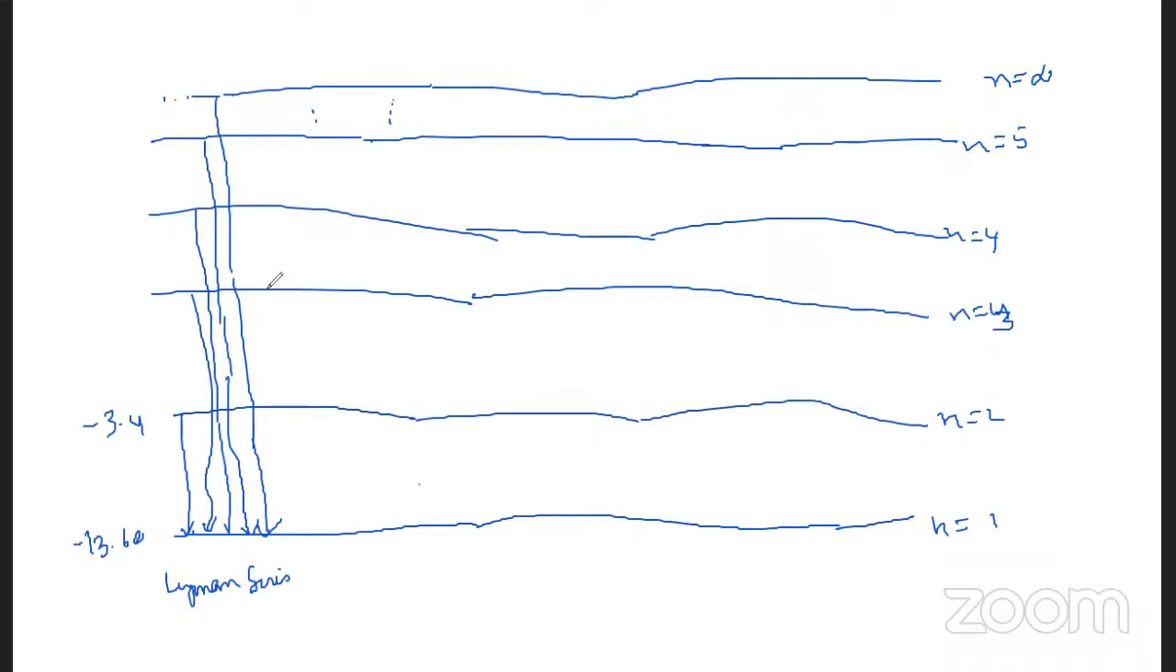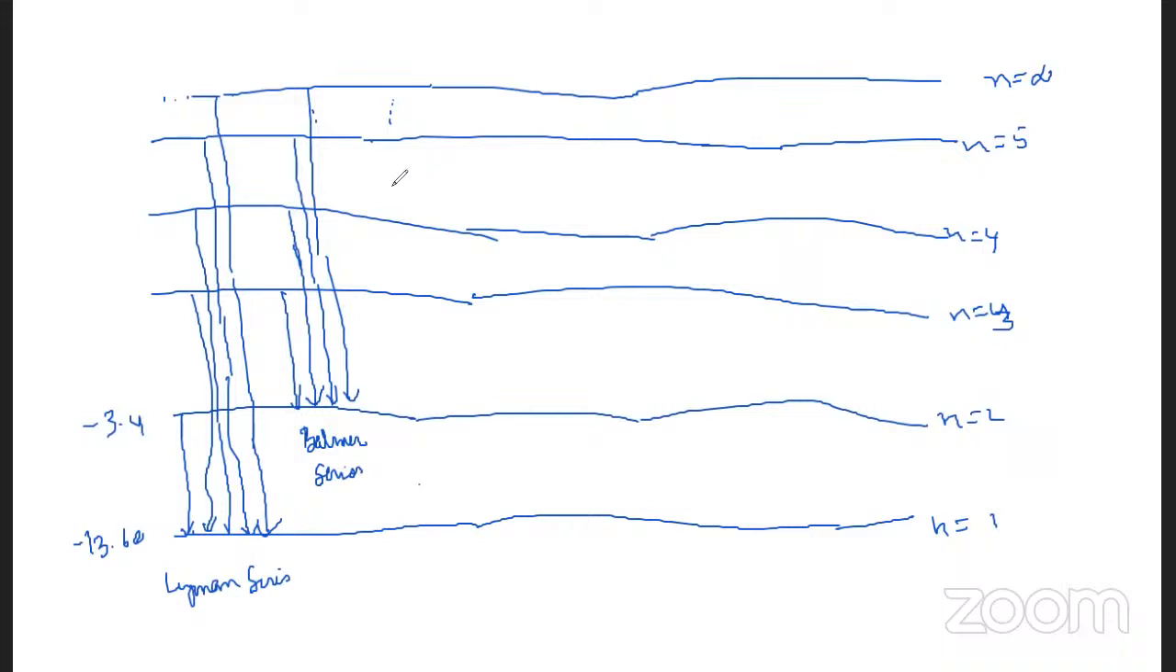Suppose the electron is jumping from n equals 3 to 2, or 4 to 2, or 5 to 2, or infinity to 2 here. So this we call the Balmer series.